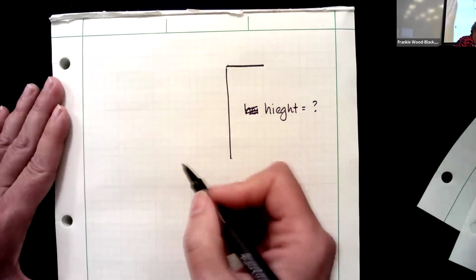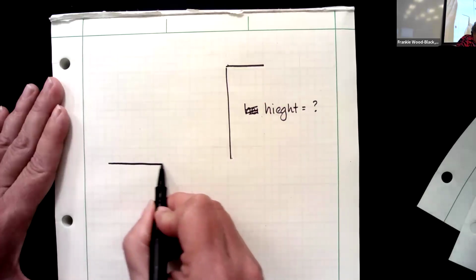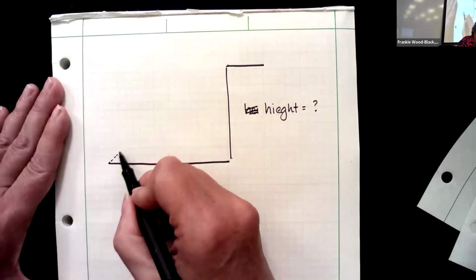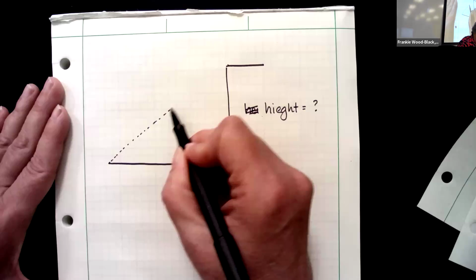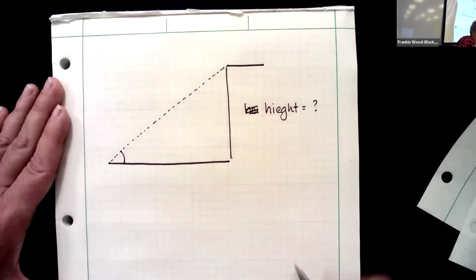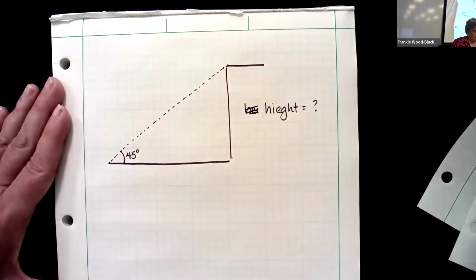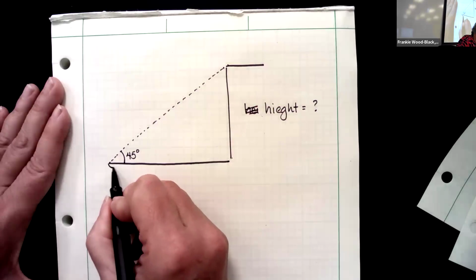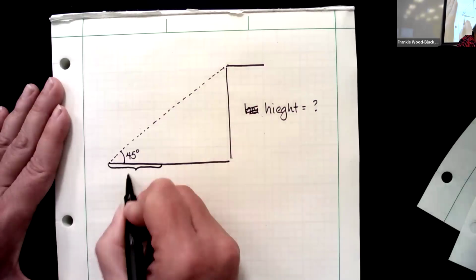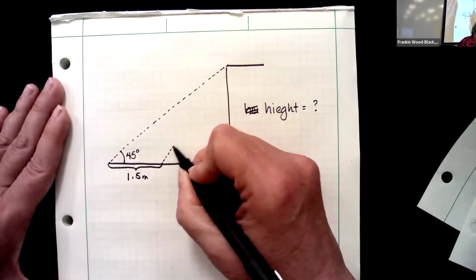Okay. And we're going to do it this way. I'm going to start here and take an angle measurement. I'm going to get this first angle, and that first angle is going to be 45 degrees. I'm going to walk 1.5 meters. And I'm going to take a second angle.